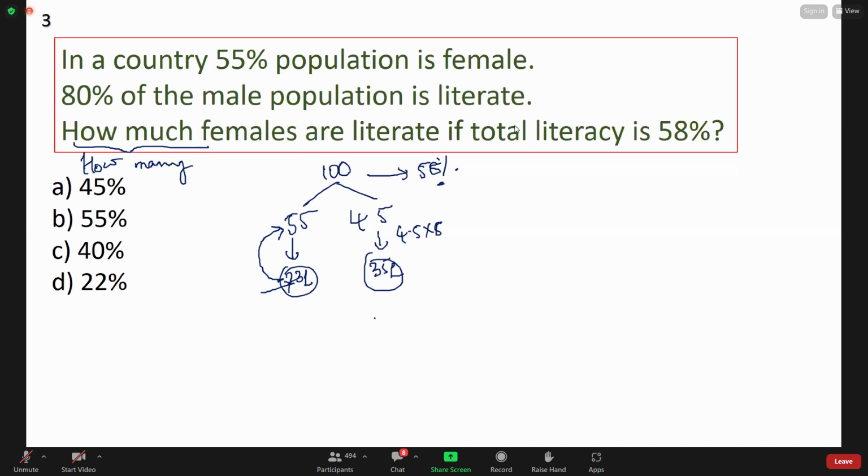This is 36. Okay, sorry. If this is 36, this will be 20. Sorry for that. Yeah, 0.5 into 8 is 4, right? Okay, so this will be 22. So when he says how much females are literate, if total literacy is 58%, it is not 22 percentage. This is how many females are literate? 22 females are literate. But how much females are literate? It is 22 out of 55 females.